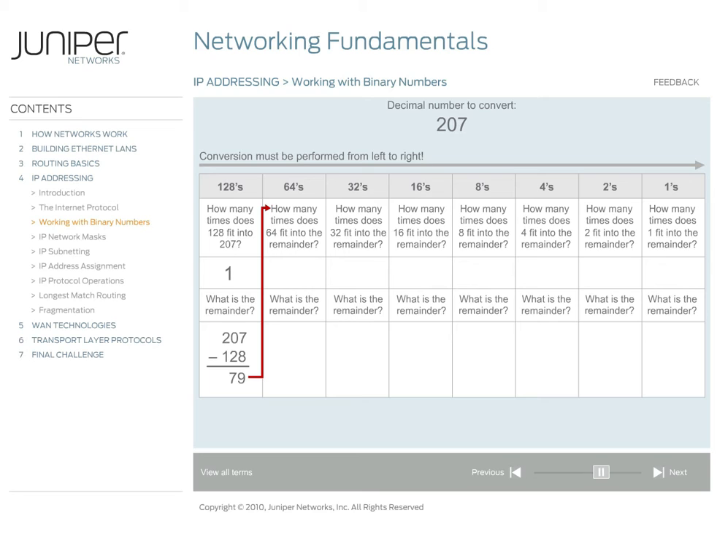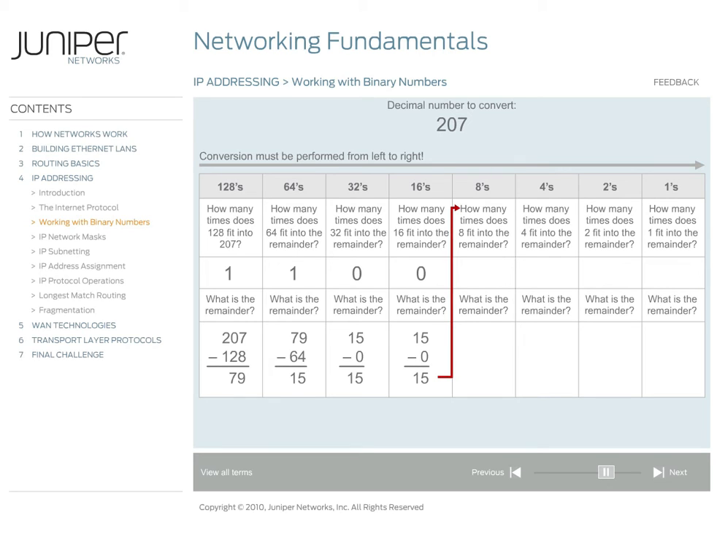Using the remainder of 79, we consider the next lower power of 2. Can 64 fit into 79? Because 64 fits, we set that bit to a 1 also, and then subtract 64 from 79. The new remainder is 15. Moving to the next column, we see that 32 does not fit into 15, so we set that bit to 0 and the remainder is still 15. We also see that 16 doesn't fit into 15. We set that bit to 0 also, and the remainder is still 15.